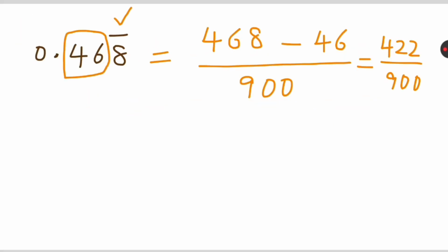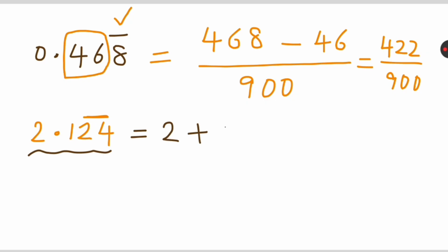Suppose we have 2.124 and here the bar is under 24. So here the bar is under 2 digits. How can you write this? Before the decimal point we have a number 2. First you have to split it. So this number, we can split as 2 plus 0.124 bar. Now you can follow our method for this 0.124 bar.